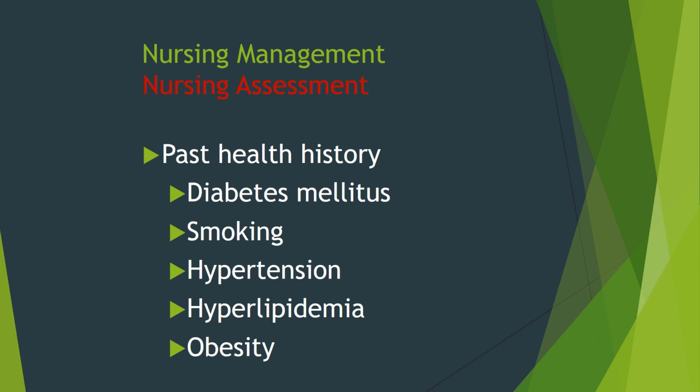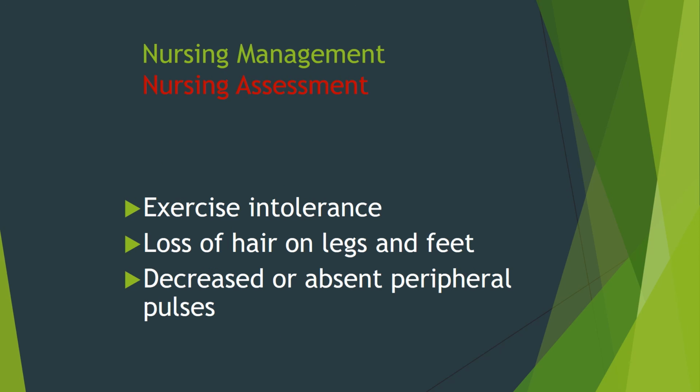What do you want to assess when you have a patient with PAD? Well, of course, you're going to be assessing them for all the risk factors: diabetes, smoking, hypertension, hyperlipidemia, obesity. You want to find out which of these risk factors they have in their history. Ask them if they have exercise intolerance. Do they have loss of hair on their legs and feet? You're going to assess whether they have decreased or absent peripheral pulses in their lower extremities.